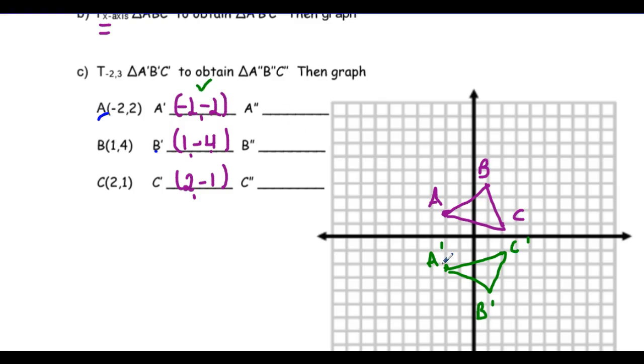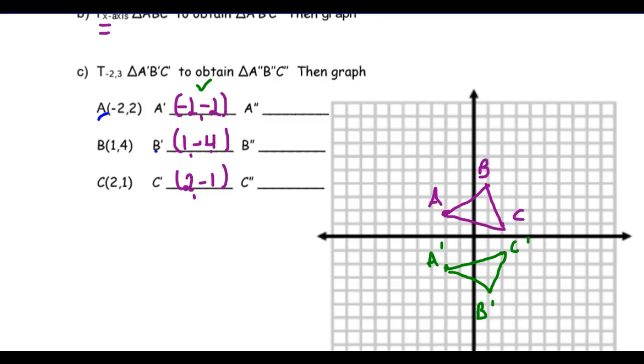So we're going to translate this green triangle by negative 2, 3. I can either take each ordered pair and go to the left 2 and up 3 and plot it, or I could do it by adding. I would have to do negative 2 minus 2 and 2 plus 3, 1 minus 2 and 4 plus 3. Sometimes the translating is just easier to do on the graph. This means we're going to go to the left 2 and up 3.